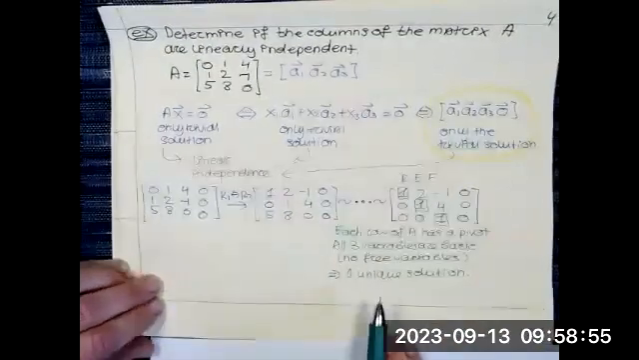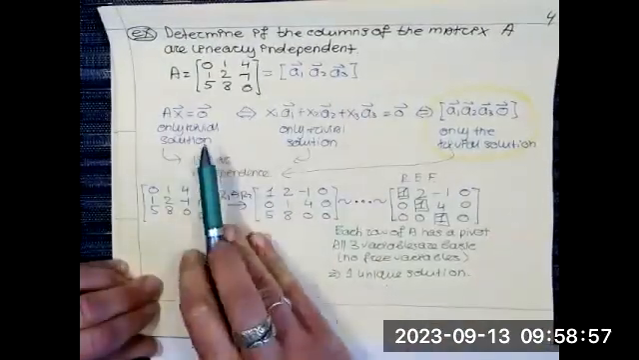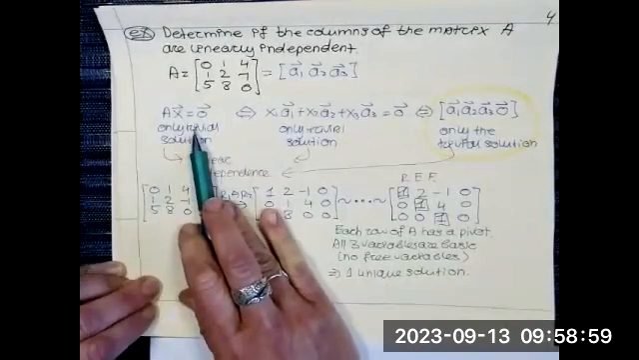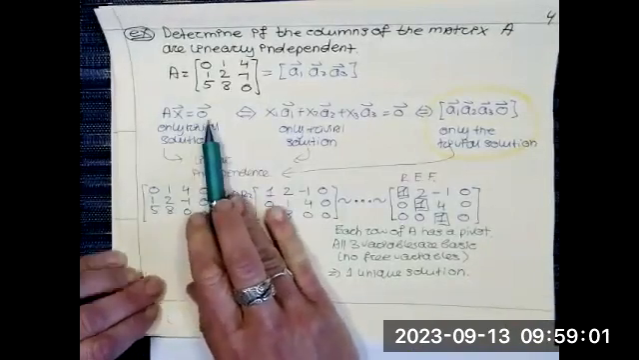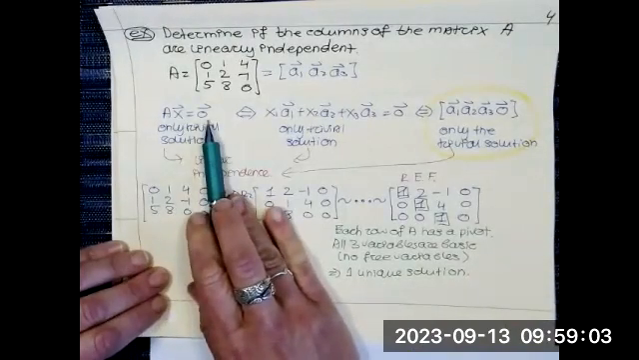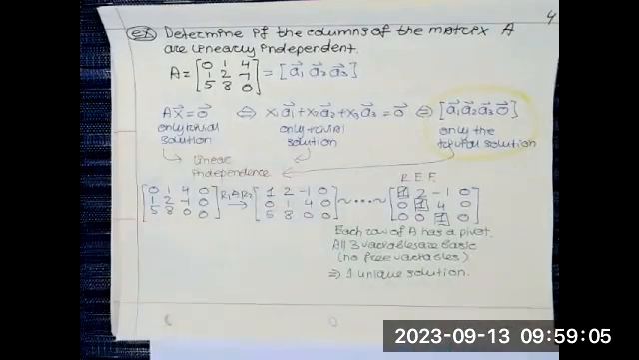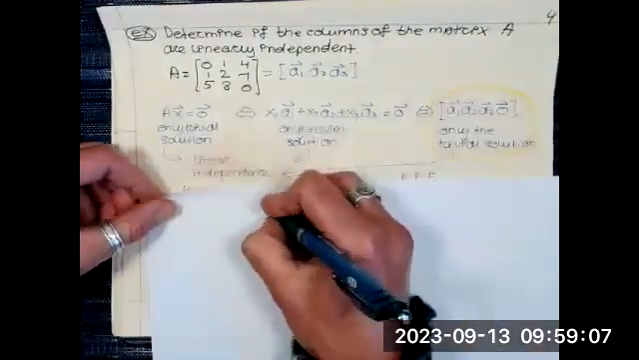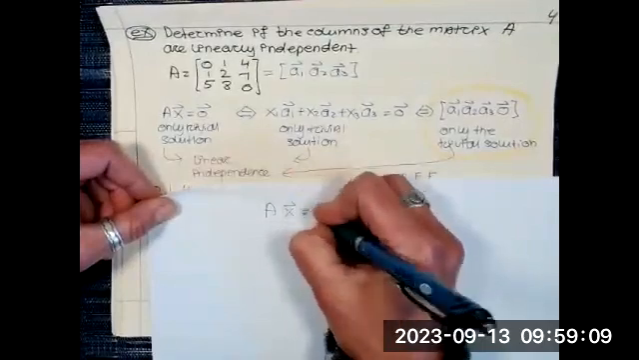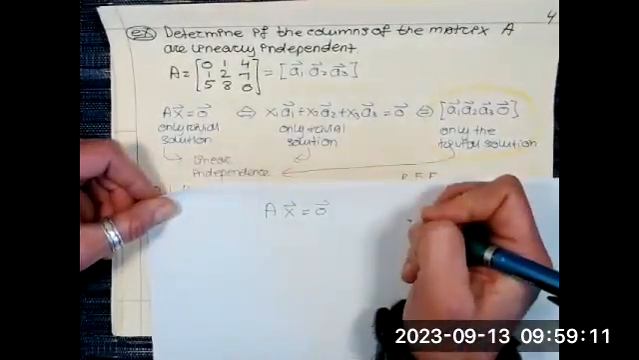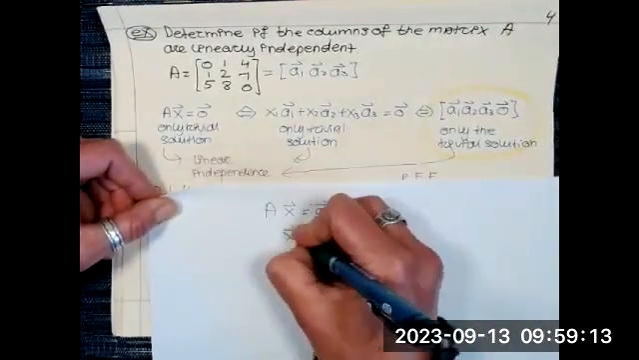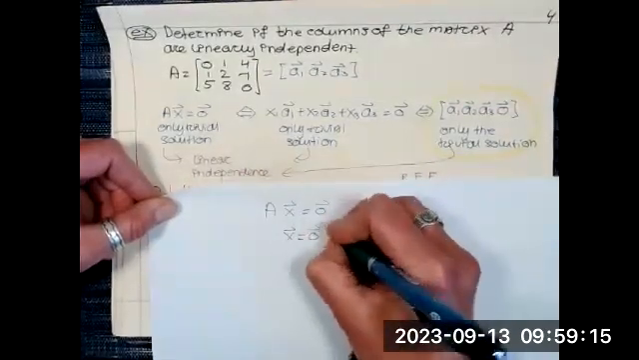But if I have one unique solution, remember, this is my homogeneous problem, Ax equals 0. And a homogeneous problem always has the 0 solution. If I have matrix A multiplied by some vector x and that equals a 0 vector, x equals 0 is always a solution.